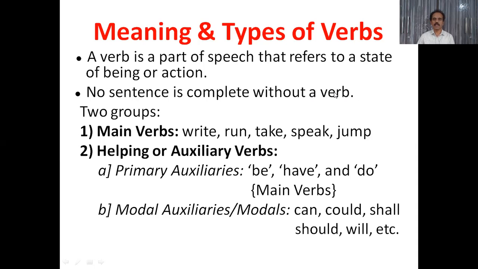It will not become a complete or meaningful sentence without a verb. All right. So in English grammar, the verbs are divided into two groups, two types. The first one is main verbs. Examples for main verbs: write, run, take, speak, jump, eat, sleep, go. We can give so many examples, and of course these are in V1 form, present tense.